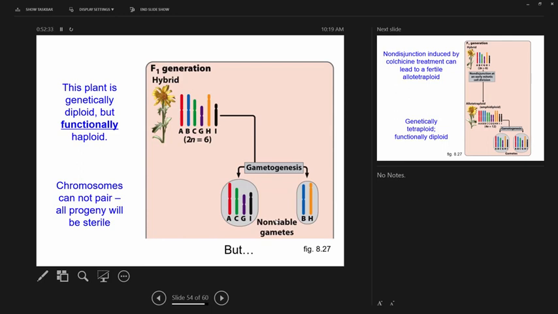But although it is genetically diploid, we say it is functionally haploid because none of these chromosomes can pair with each other. So this plant, although it's genetically 2n, will never make viable offspring because its gametes will all be just weird mixes of all the chromosomes. None of them can pair, so just random weird stuff happens during meiosis 1 anyway. However, we can fix this.